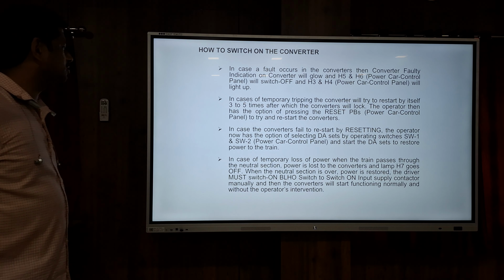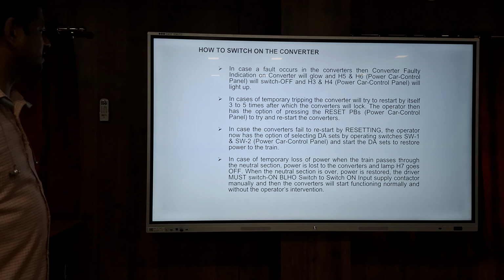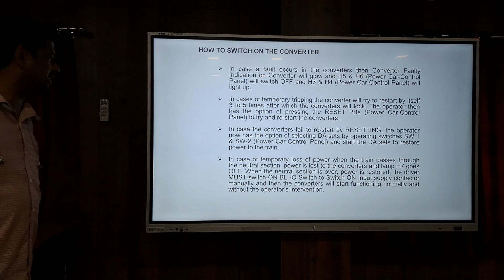In case of temporary loss of power, when the train passes through the neutral section, power is lost to the converters and lamp S7 goes off. When the neutral section is over, power is restored. The driver must switch on the BLHO switch to switch on the input supply contactor manually, and then the converters will start functioning normally without the operator's intervention.